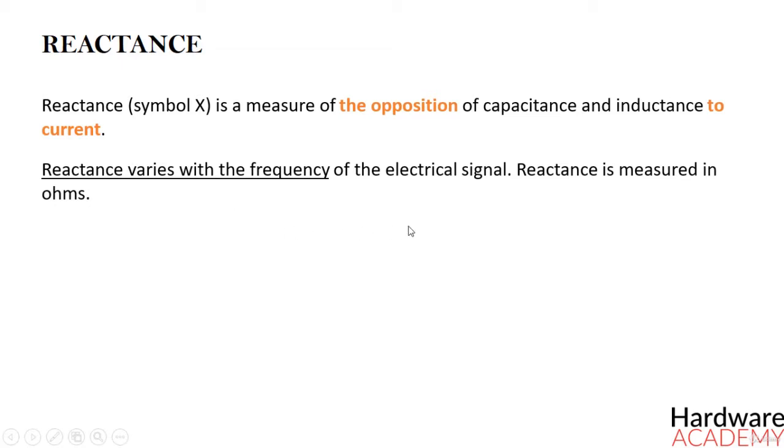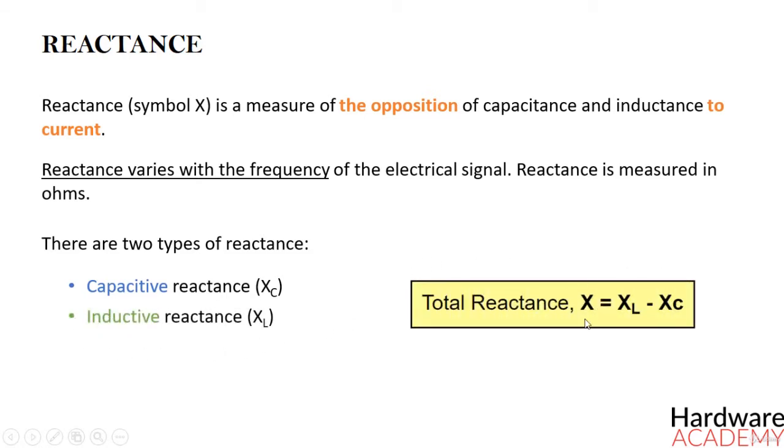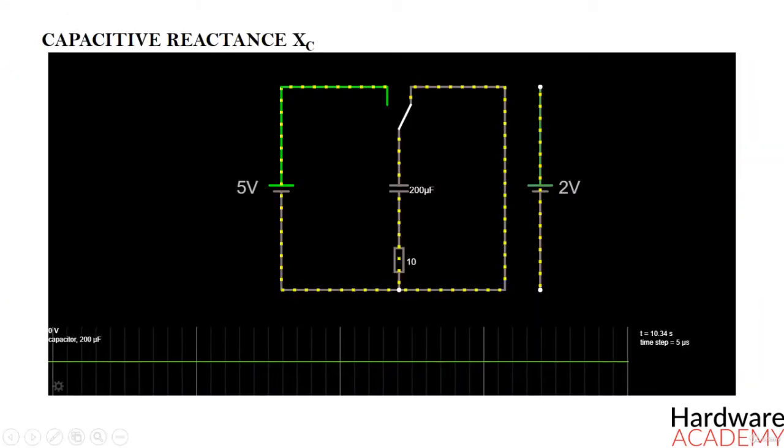There are two types of reactance that you have to keep in mind. The first one is capacitive reactance and the second is inductive reactance. The total reactance is the difference between the two. Now let's discuss each one separately, and the first one will be capacitive reactance.